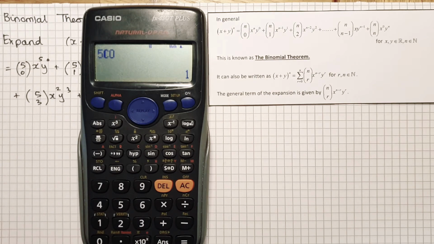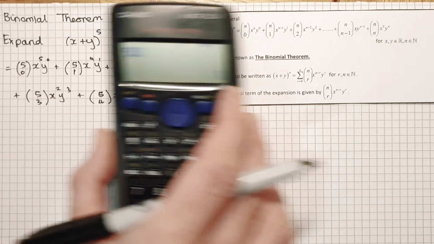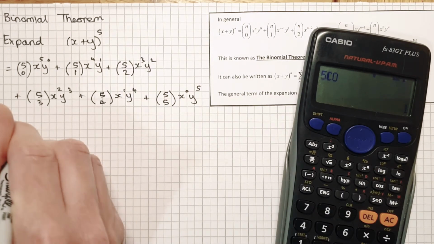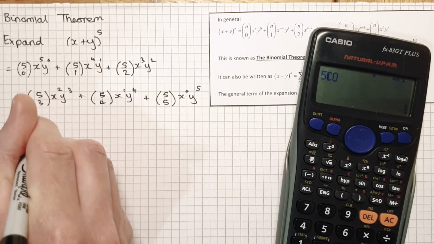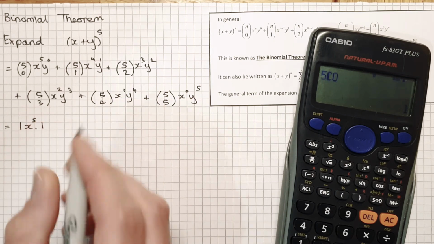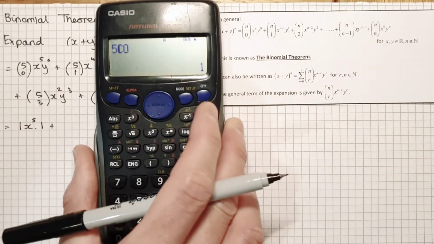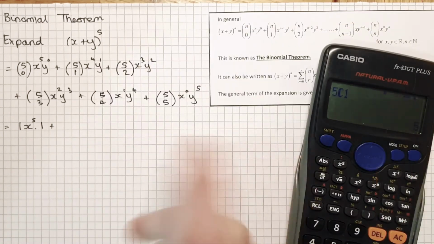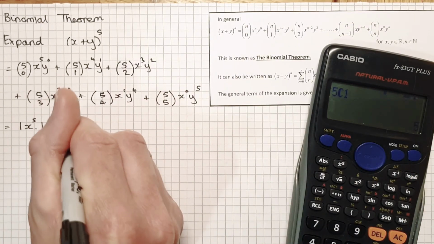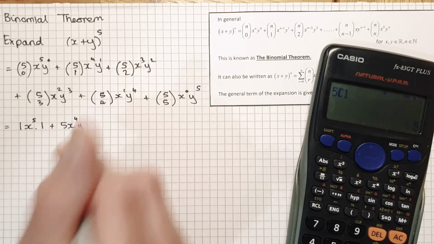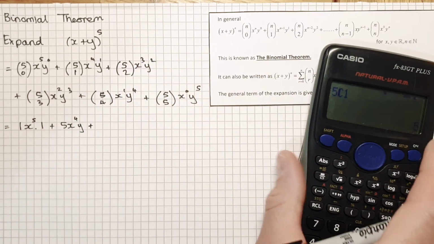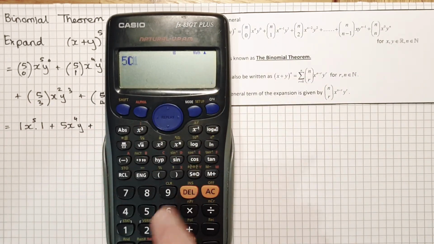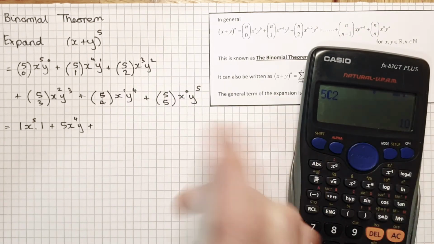Press equals and you get 1. You'll always find it's 1 if you've got the bottom number being a 0 there. So that's going to be, the first term is going to be 1 times x to the power of 5, and y to the power of 0 is just going to be 1. Plus, if you've got a 1 there, you just get 5. So that's x to the power of 4, y to the power of 1, so just put y for that. Plus, it's going to be 10.